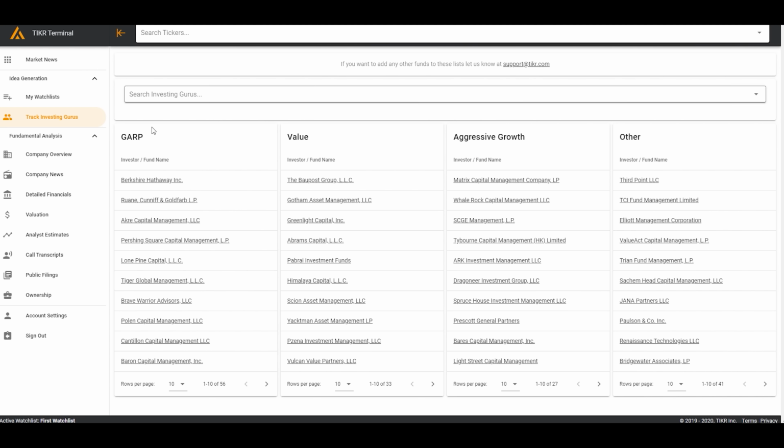So you can make a free account, and what you can see here is, look, this is the terminal, this is the home screen, and you can see Berkshire Hathaway, Pabrai Investments, so Mohnish Pabrai, Scion Asset Management, that's Michael Burry. You can have a look, Baron Capital Management. There are so many big names in here that you can just click on any of them.